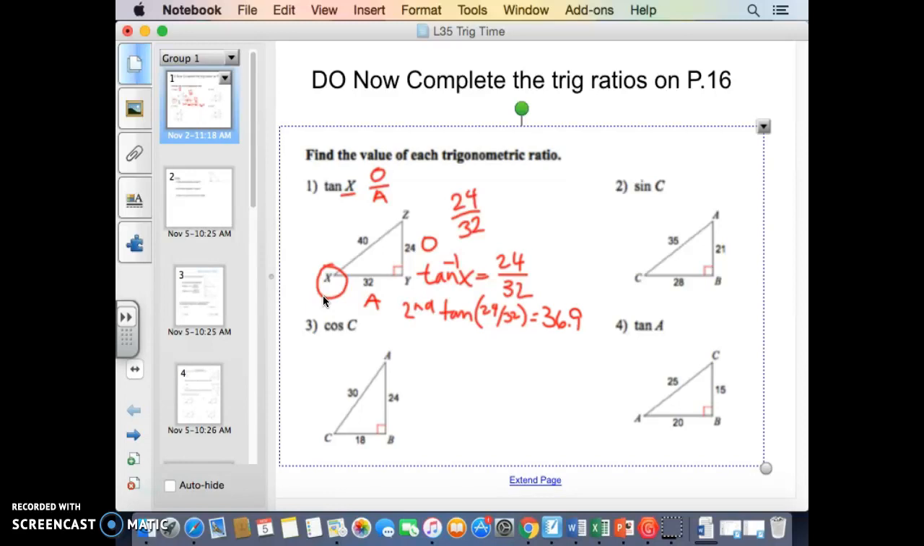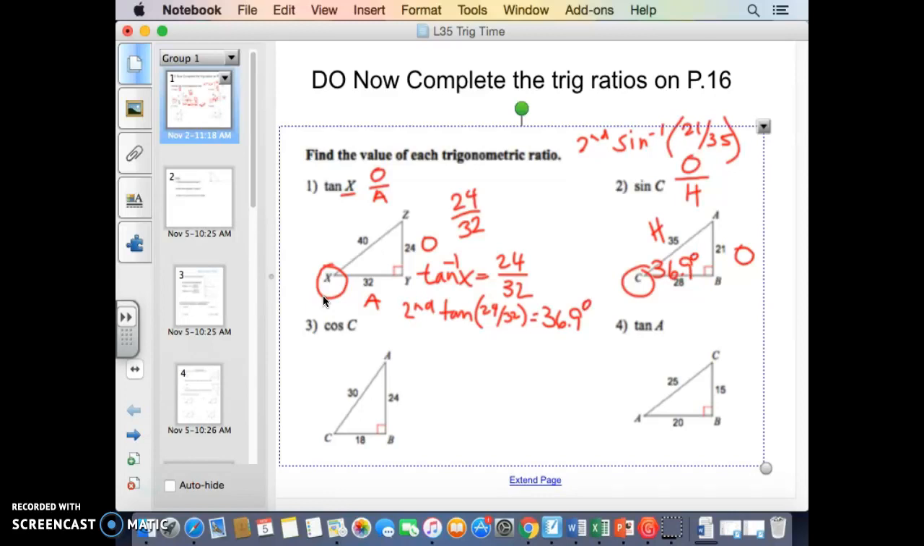All right, for sin, same thing. You're looking from C. Remember, sin is opposite over hypotenuse. So this is opposite, and this is hypotenuse. So this would be second sin, or sin -1, parentheses 21 over 35. Second sin, 21 divided by 35. And again, you should get about 36.9. All right, and this is degrees.